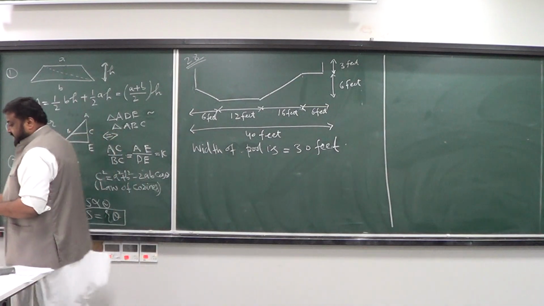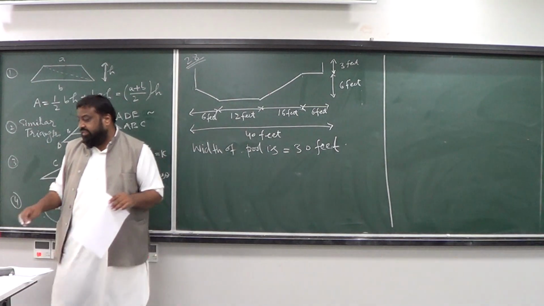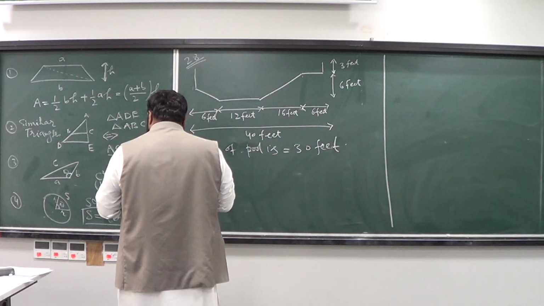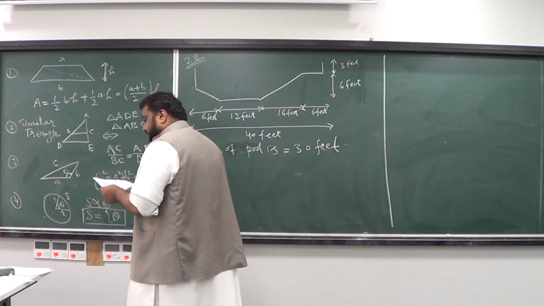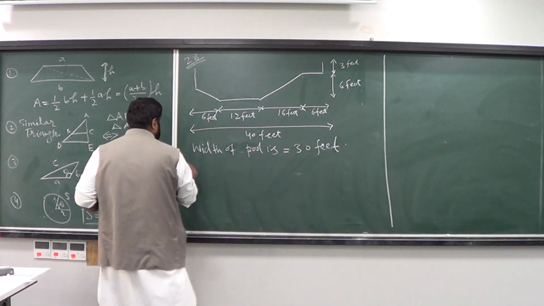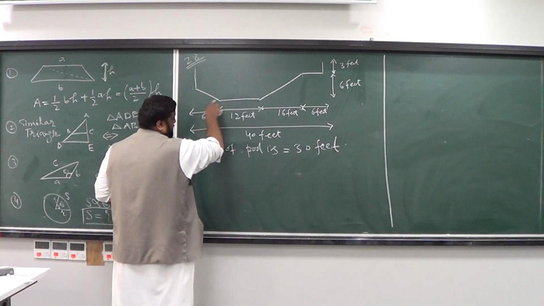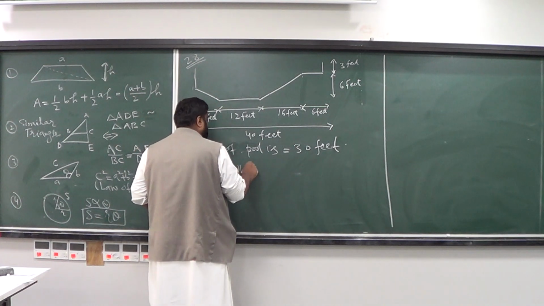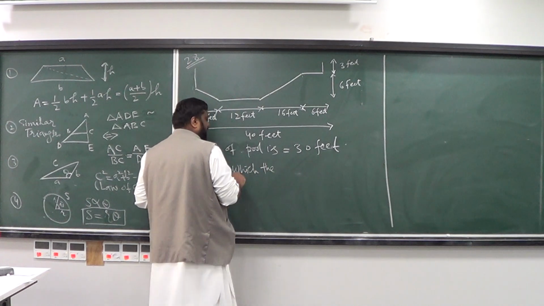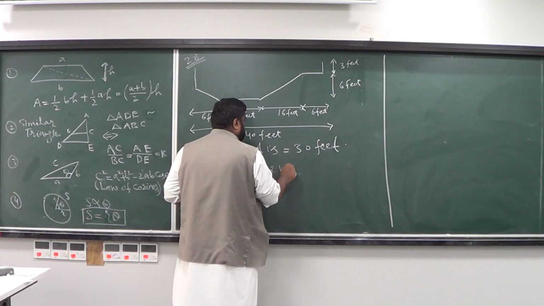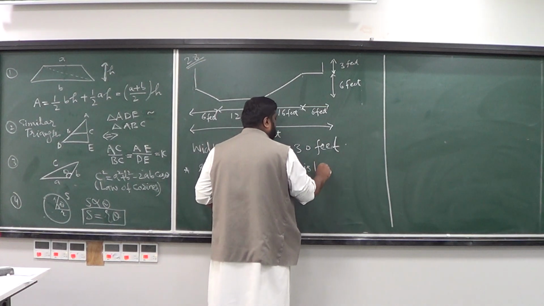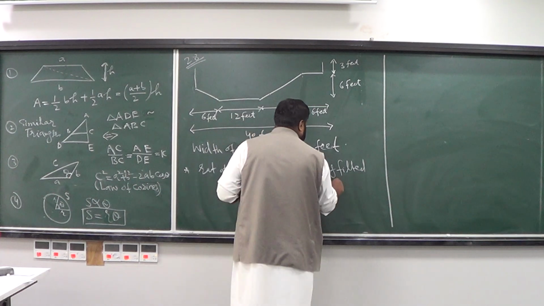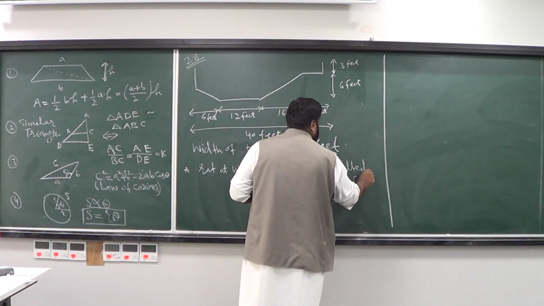Now it says that imagine that this swimming pool is being filled with water, and the rate at which the water is being filled is 0.8 cubic feet per minute. Okay, so it is given that the rate at which the water is being filled is really 0.8 cubic feet per minute.